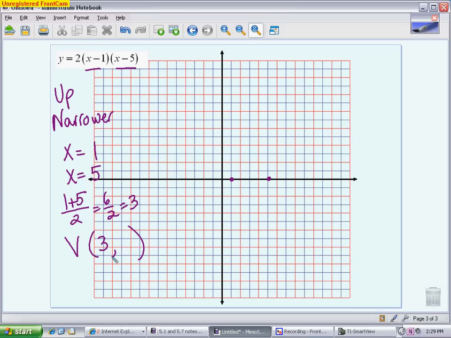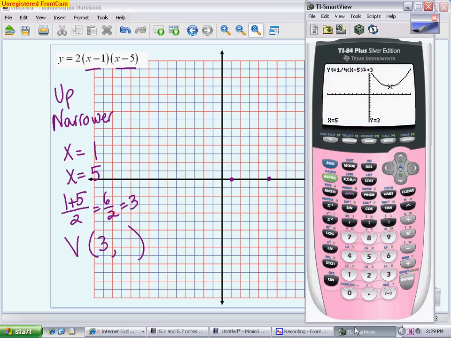Again, to find the y value, the fastest, most accurate way to do it is make the calculator do it for you. We're going to go to y equals, put this graph in, so 2, and then in parentheses we're going to put x minus 1. And then in another parentheses we're going to put x minus 5. Hit graph. You should see a parabola that opens up, that crosses the x-axis at 1 and 5, that is skinnier than your basic x squared graph. So everything that you see visually should confirm what we've been writing.